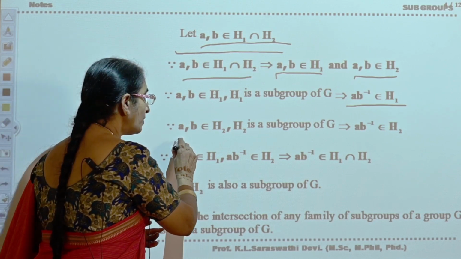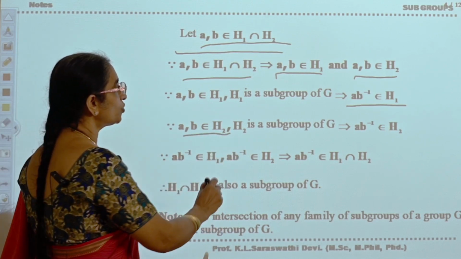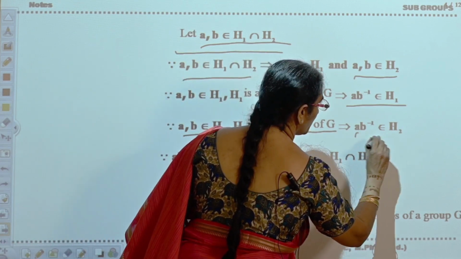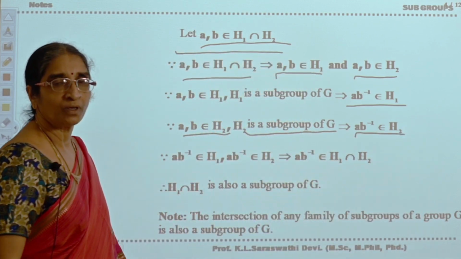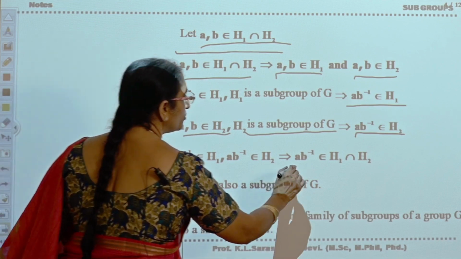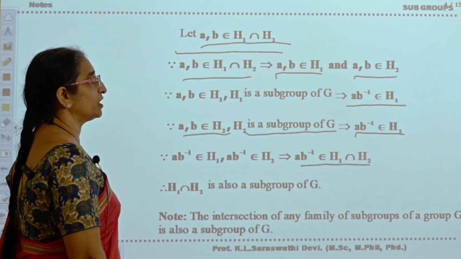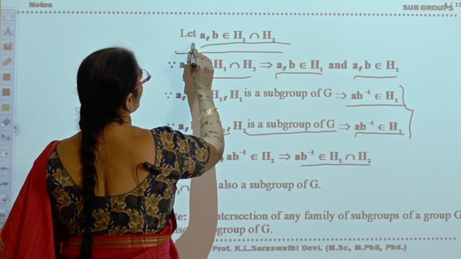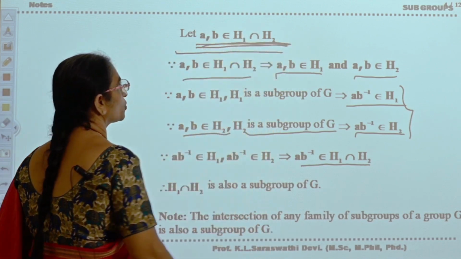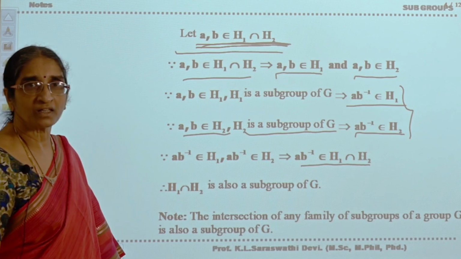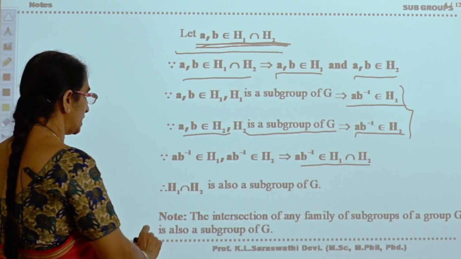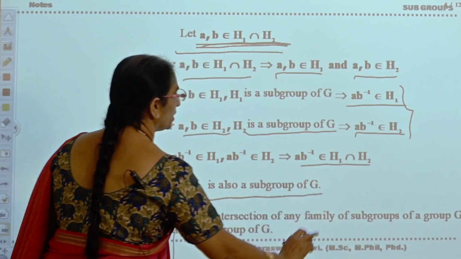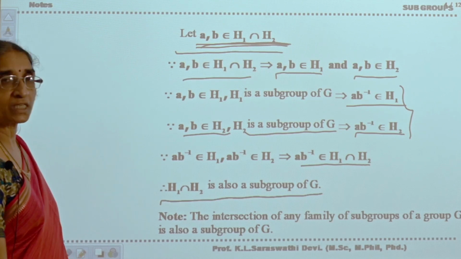Similarly, a, b belongs to H2, and H2 is a subgroup of G, so ab inverse belongs to H2. Therefore, ab inverse belongs to H1 intersection H2 from these two. But where have you taken a, b? a, b in H1 intersection H2. Therefore, by the necessary and sufficient condition, you can say that H1 intersection H2 is also a subgroup.